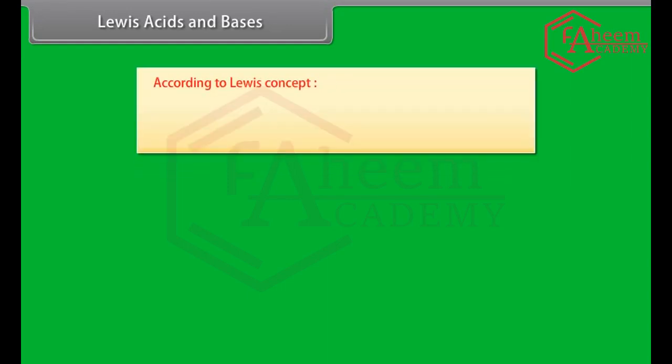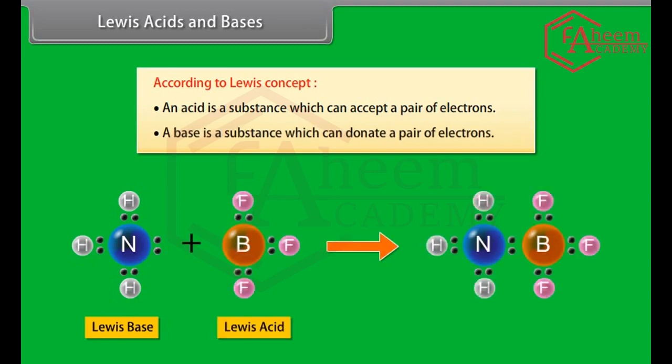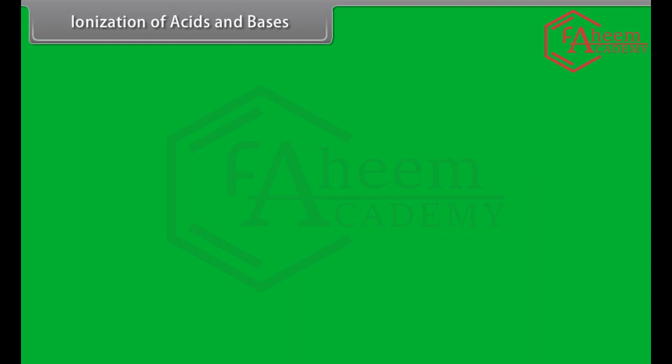Lewis acids and bases. According to the Lewis concept, an acid is a substance which can accept a pair of electrons. A base is a substance which can donate a pair of electrons. For example, in the reaction, BF3 acts as acid. Ionization of acids and bases.